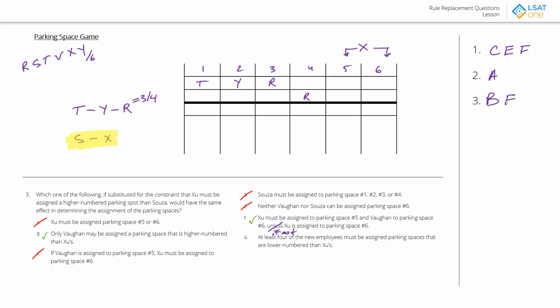Lastly, G: At least 4 of the new employees must be assigned parking spaces that are lower numbered than X is. Now, this technically is true because we said early on, X has to go either in 5 or in 6, which means at least 4 people would be lower numbered than X. But the other question is, does this get the job done? Does this ensure that S will be lower numbered? And no, because this would easily allow for X to go into 5 and then S could go into 6, which would not ensure that S is lower numbered than X. G is not a viable answer.